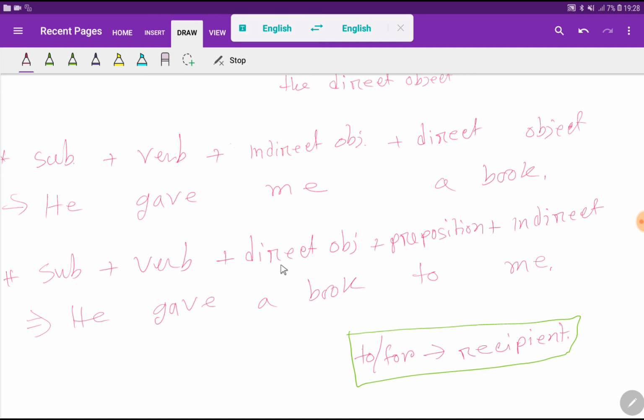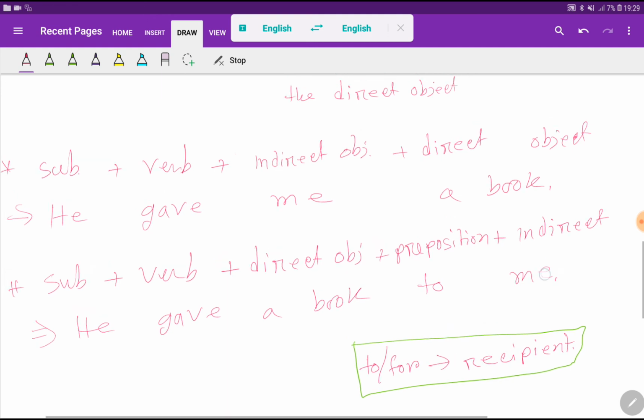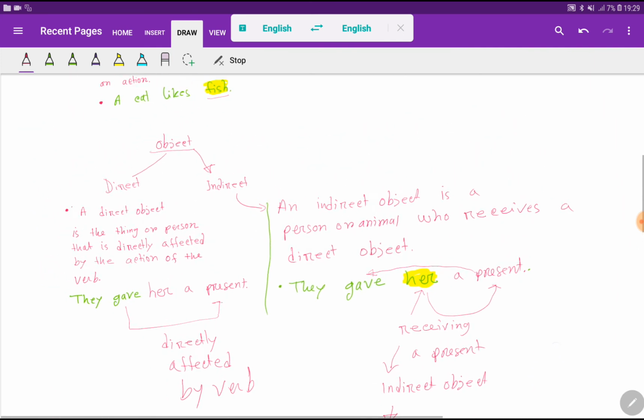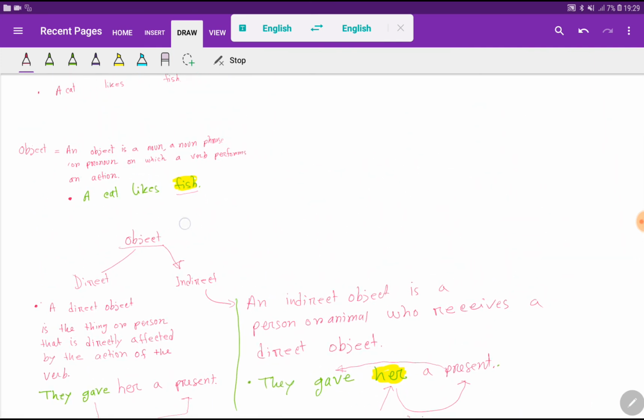If I place the direct object first, then after the direct object I have to use a preposition. Usually we use for or to. Then the indirect object, here the indirect object is me, to me, that is, after to or for we will use the indirect object or recipient. This lecture is very important, right? Many students get confused. So now come back to our main class today.